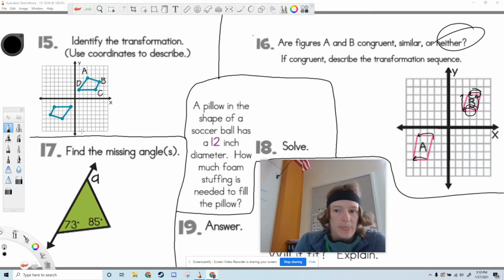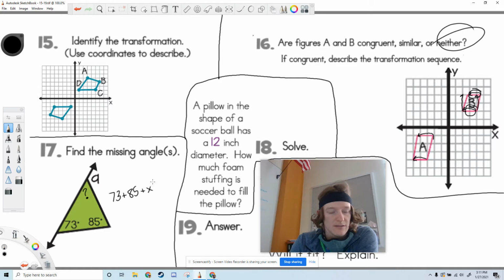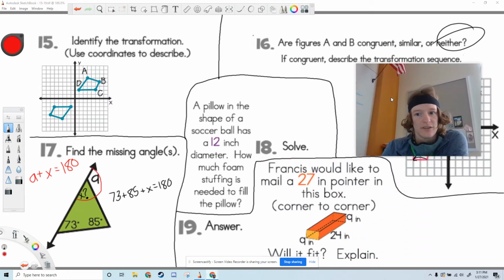Number 17. We need to find the missing angles. First off, we need to figure out what this question mark angle is. I know that this plus this plus this is 180. 73 plus 85 plus x, we'll call that x, is 180. So figure out what we're missing to make 180. Then we also have a straight angle here. So a plus whatever we get for x also equals 180. So go ahead and solve this first, and then figure out what was missing to make a total of 180.